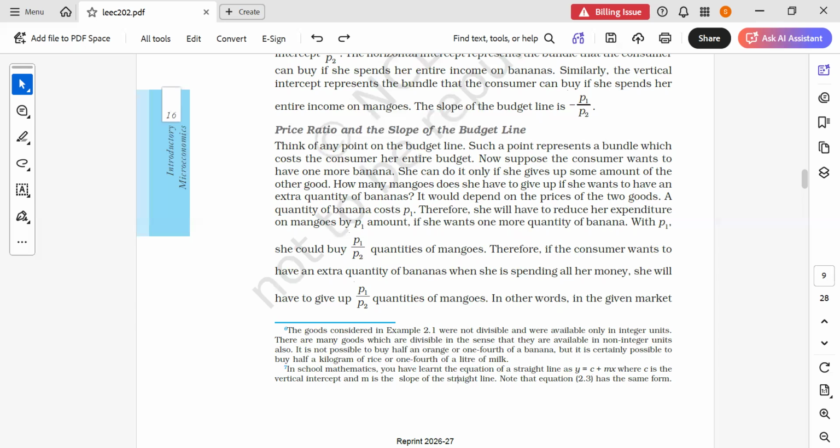So earlier, if I'm taking the previous example only, I was able to consume 10 units of X1. Now I'm able to consume 100 divided by 5, which is 20 units. So I'm able to consume more units of good 1. On the axes X1, X2, this is M by P1. Now M by P2.